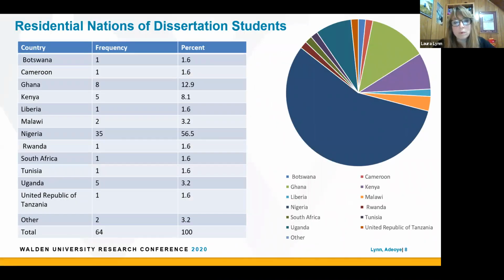So I thought it was important that when we received approval from institutional approval and OIRA provided us with the data, we were able to know the nation of origin for these particular students. So you'll see 12 representative nations, and 35 were from Nigeria. So that's the highest percentage, 56.5%.